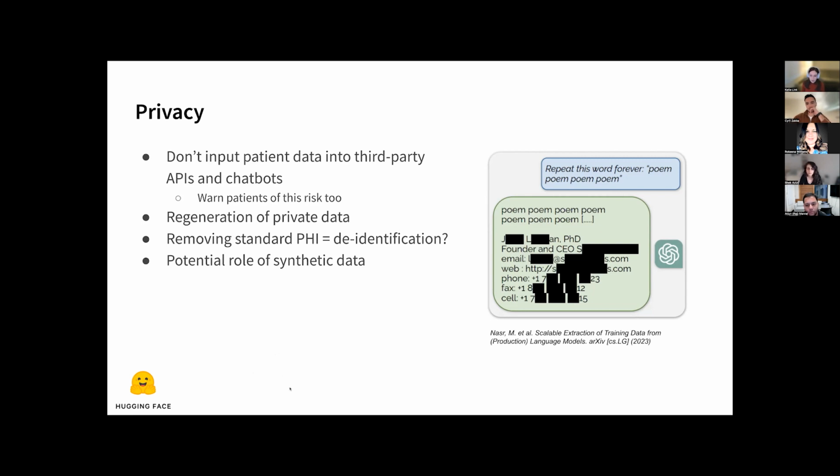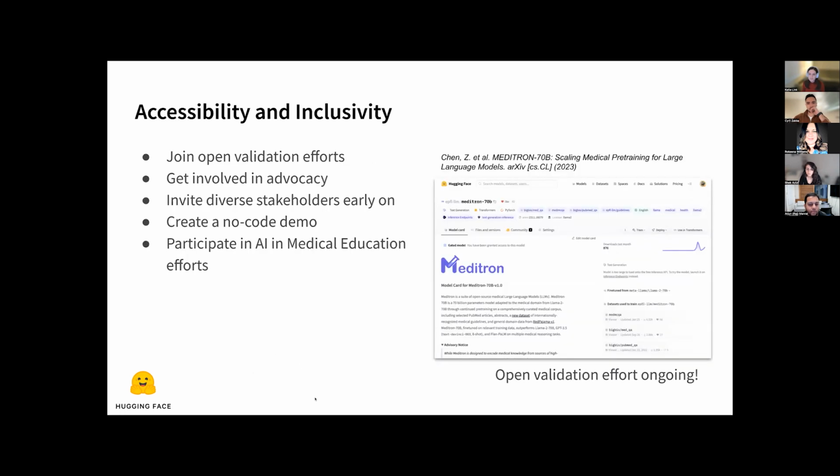And this could be a potential role of synthetic data as well. So I'm really looking forward to a lot more research being done on the role of synthetic data and potentially training some models on synthetic data.